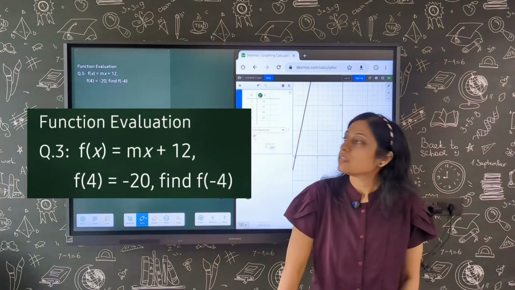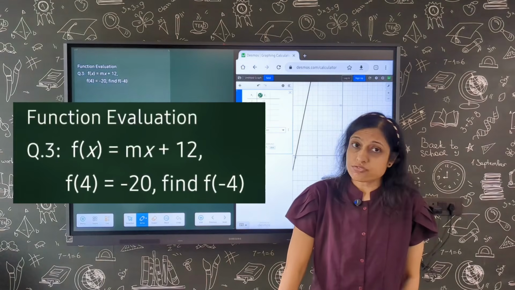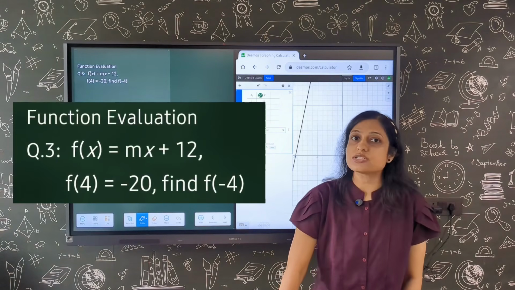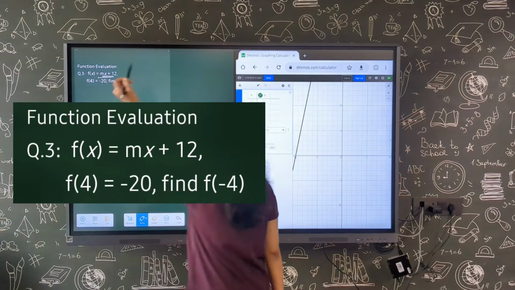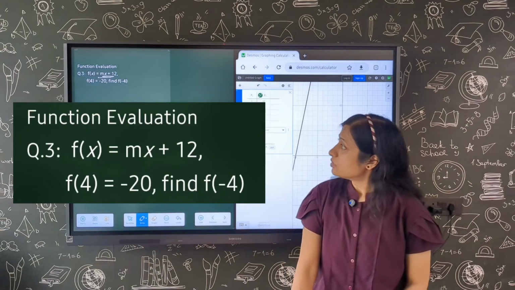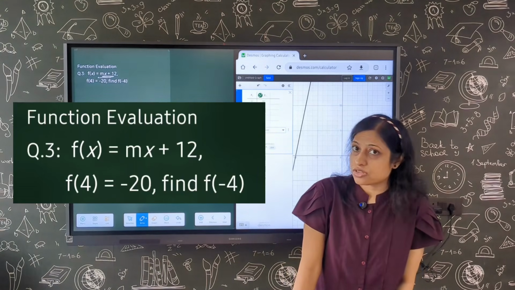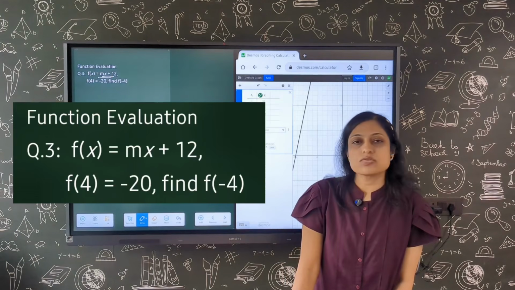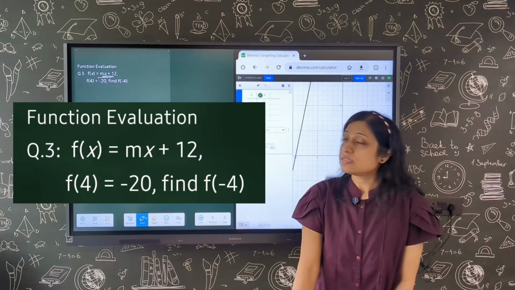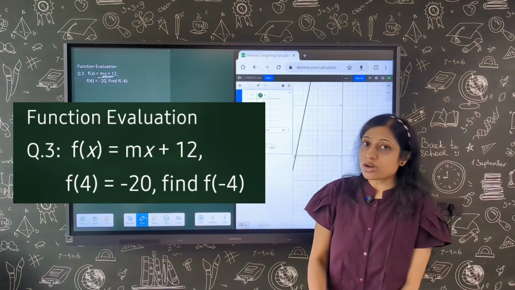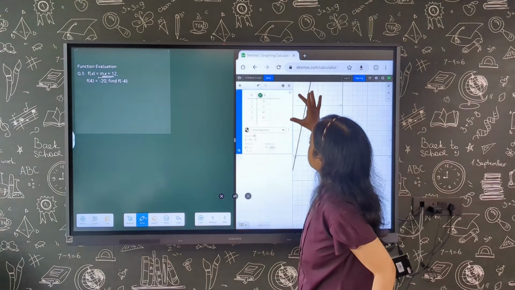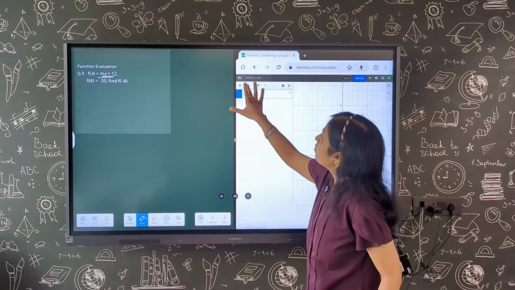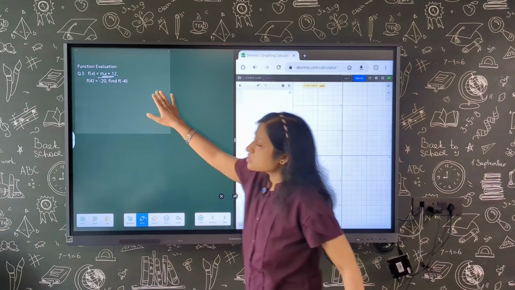As you can see, the third question is f of x is equal to mx plus 12. So in the equation, we have something missing, that is m. And the information that they have given is f of 4 is equal to minus 20, and they are asking what will be the outcome when the input is minus 4. So what can we do here for this question? For the manual method, it's quite simple.